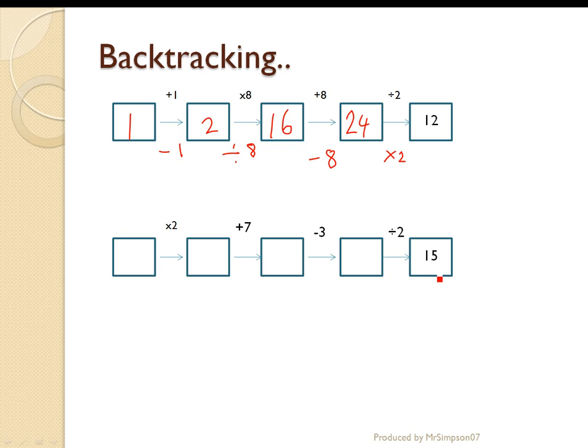Let's try backtracking once more. The opposite of divided by 2 is times by 2. The opposite of minus 3 is plus 3. The opposite of plus 7 is minus 7. And the opposite of times by 2 is divided by 2. 15 times by 2 is 30. 30 plus 3 is 33. 33 minus 7 gives you 26. 26 divided by 2 gives you 13. So our input number was 13 and our output number was 15.